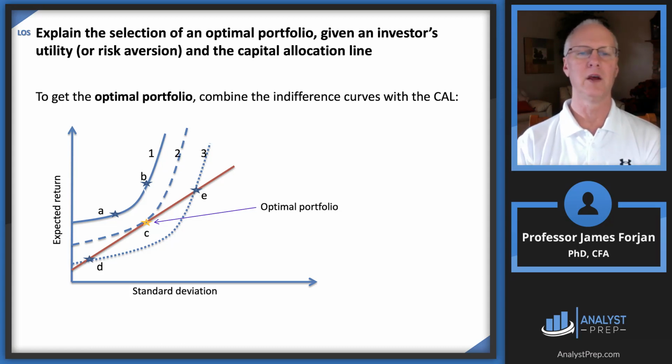So we don't like D and we don't like E. We like C because it has a higher utility. We're going to get a higher satisfaction.